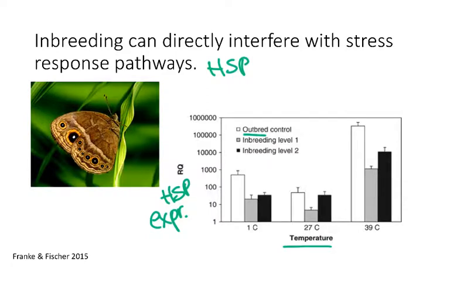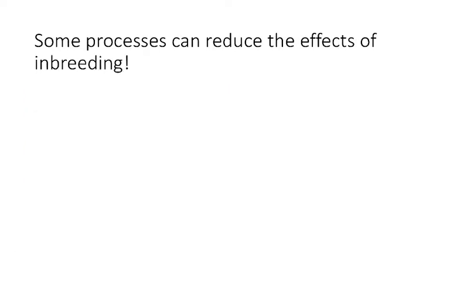So normally, under high temperatures, we would expect HSP expression to increase. That's part of the protective response for the organism. We can see that this does happen for the outbred individual, but the inbred individuals actually cannot increase their expression of HSP as much. So this provides evidence that inbreeding itself can actually directly interfere with stress responses, which is also very interesting, I think. So that's bad if you have inbreeding interfering with stress response, but there are also some processes that can reduce the effects of inbreeding, which we will talk about next.